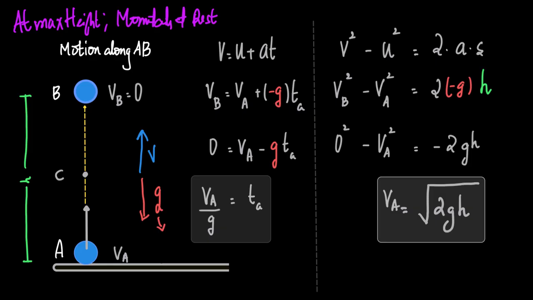VB is 0, therefore VA is equal to gT, where T is the time of ascent to the maximum height. So time of ascent is VA upon g. For the same path, if we apply V square minus U square is equal to 2aS, VB is 0, VA is VA, a is minus g, we have VA is equal to root of 2gh. Of course, negative over negative is 1, right? So VA is equal to root of 2gh. Hope that makes sense.